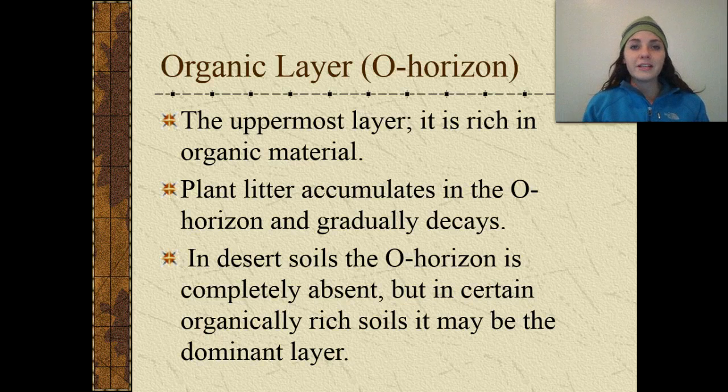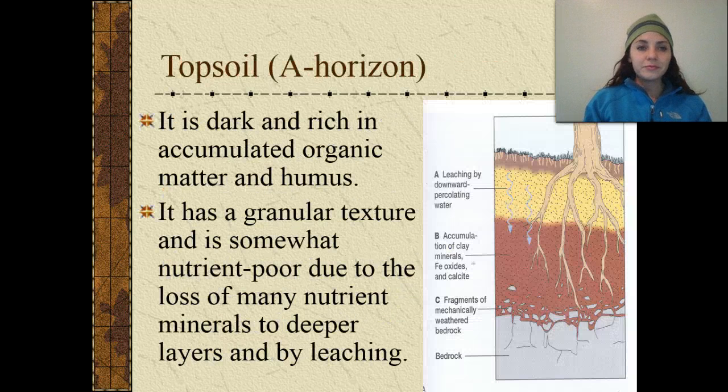However, in some instances, there is no O horizon. For example, in deserts. Deserts are extremely dry. They don't have a lot of biodiversity. They don't have a lot of plants or animals. So they lack that O horizon. In other areas, we have an extremely large amount of O horizon. It can actually be the dominant layer.